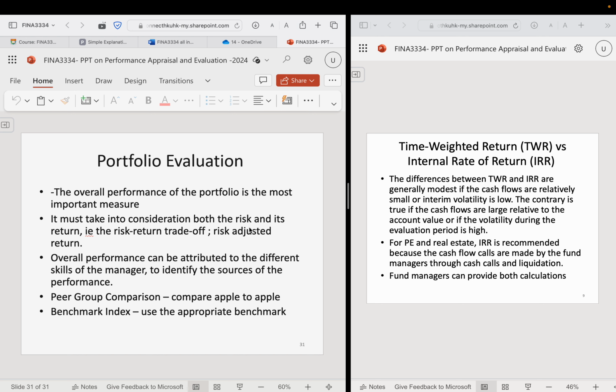So if in year two it dropped to 100, so we lose 9. No performance fee, because here is the high water mark for this portfolio, right? This is the high water mark. So this is below the high water mark, so no performance fee.